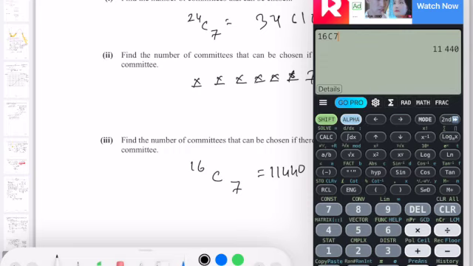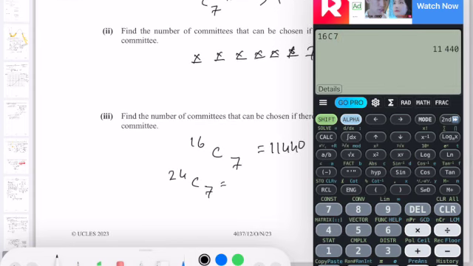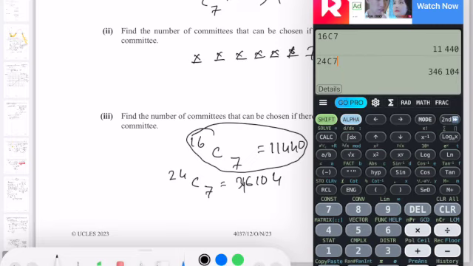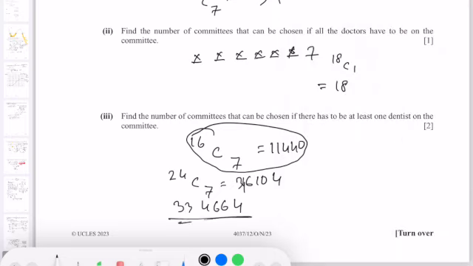Okay. Now, with dentist, the total can be 24 shift C 7. So this is 346104. Now this is with all the dentists included. Now with at least one dentist, let us subtract 11440. So okay, this is becoming now 334664. Okay, that's nice. This is the final answer. Okay, this is 2 marks.